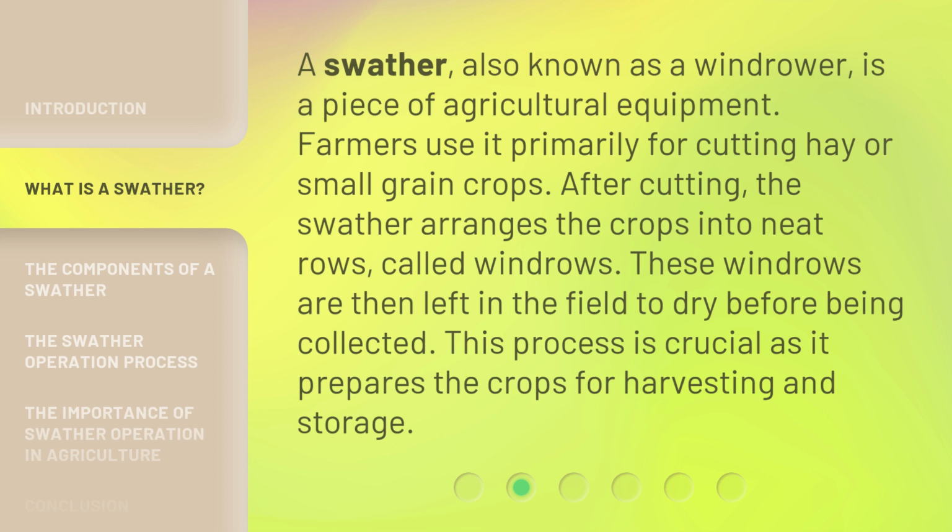A swather, also known as a windrower, is a piece of agricultural equipment. Farmers use it primarily for cutting hay or small grain crops. After cutting, the swather arranges the crops into neat rows, called windrows. These windrows are then left in the field to dry before being collected. This process is crucial as it prepares the crops for harvesting and storage.